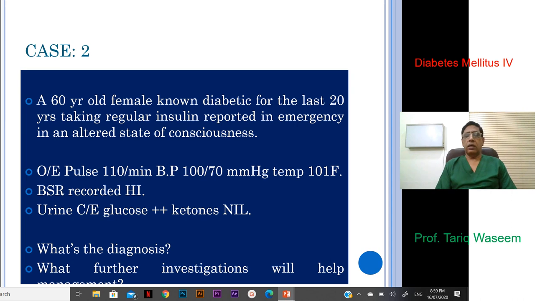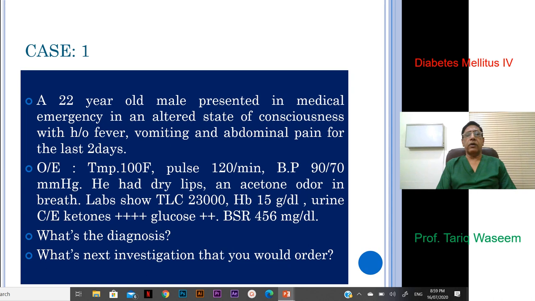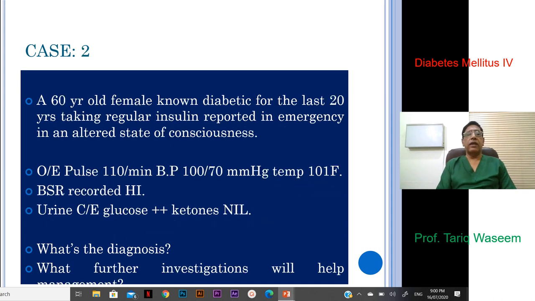Now, in our first example, the patient was rather young with a blood sugar level of 456 with ketones, and here it is a relatively elderly or middle-aged patient who is already a known diabetic for 20 years or so. There are no ketones, but there is a blood sugar level of high. Sometimes we call this hyperosmolar hyperglycemic state. Both diabetic ketoacidosis as well as this hyperosmolar state are hyperosmolar. But the only difference is that in one there is an increased utilization of fat to produce calories, and this fat metabolism leads to development of ketones.